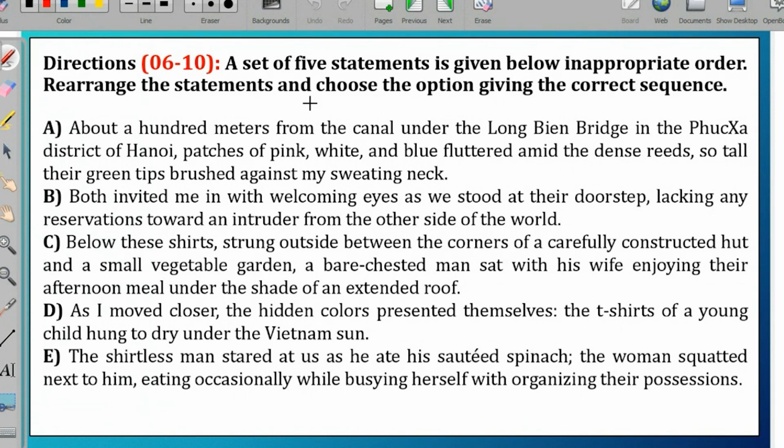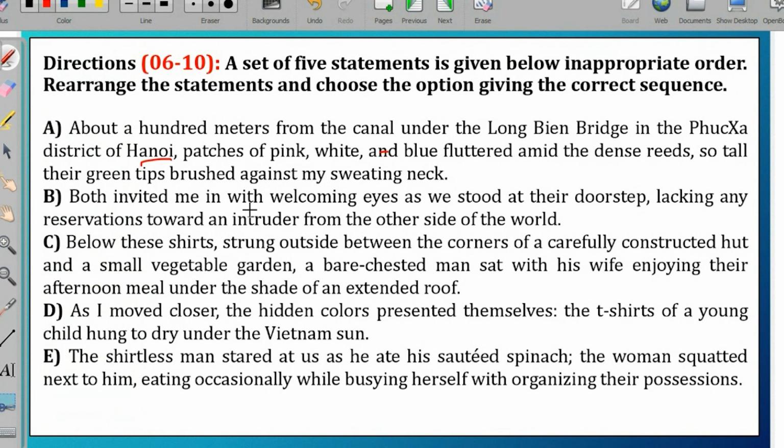Okay, so let's see. Let's read the sentences. About 100 meters from the canal under the Long Bean Bridge in the Kochka district of Hanoi, patches of pink, white, and blue fluttered amid the dense reeds, so tall their green tips brushed against my sweating neck. So, this is about the author who's talking about his experience in Hanoi.